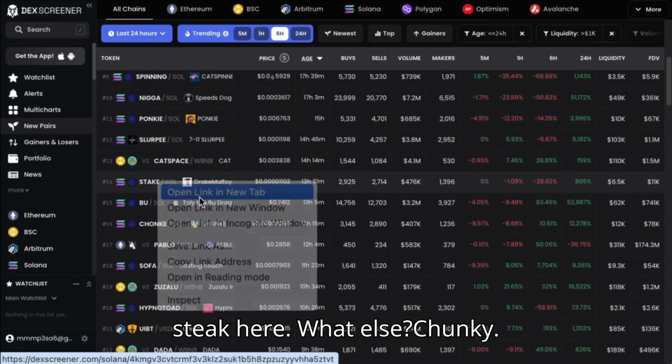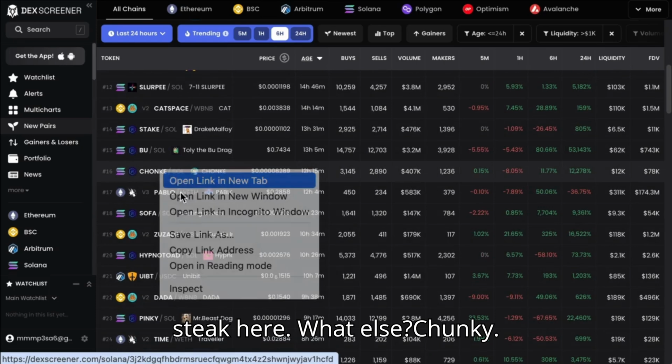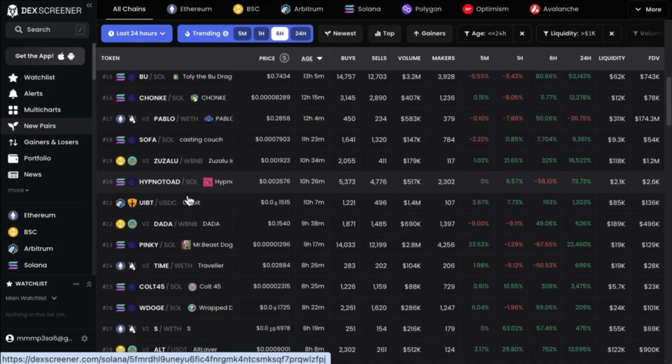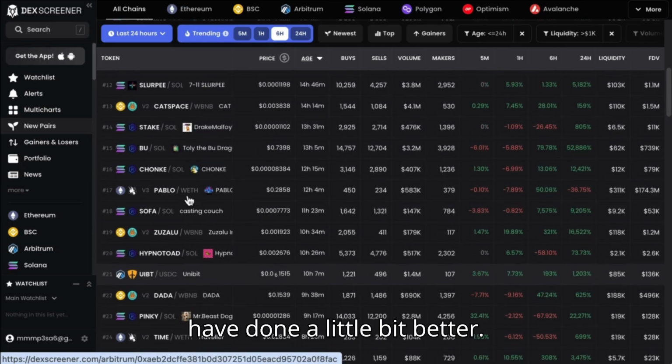Let's see, we've got Stake here. What else? Chunky. Hypno something, let's open that one. And let's open one that looks like it might have done a little bit better.